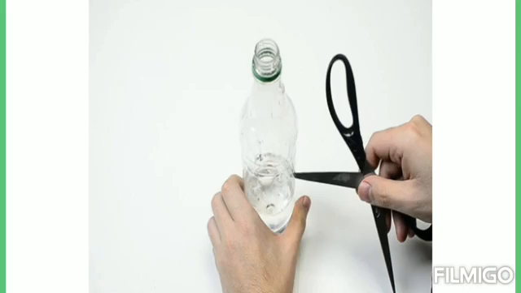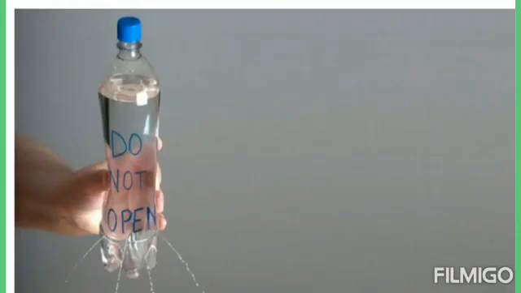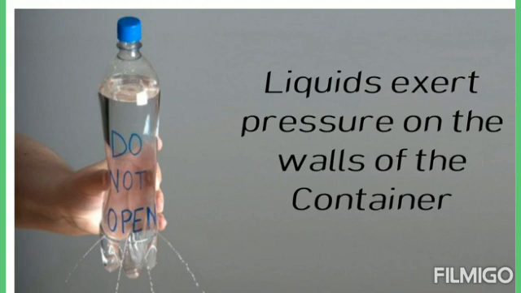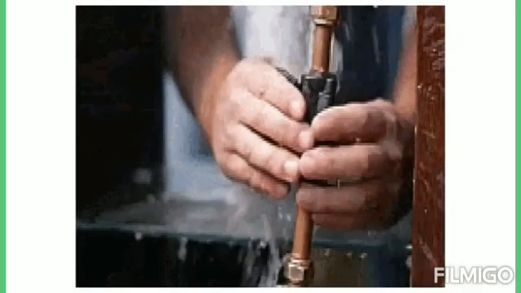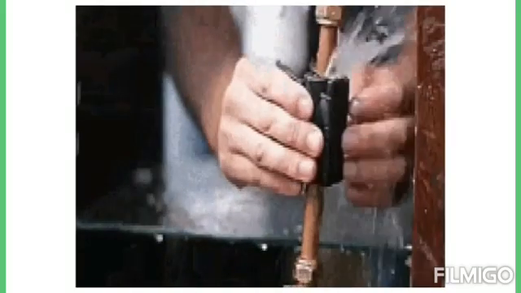What do you observe? Streams of water come out of the holes and fall at the same distance from the bottle. It is because liquids exert pressure on the walls of the container. You might have also seen fountains of water coming out of leaking pipes. It is also because water exerts force on the walls of the pipe.